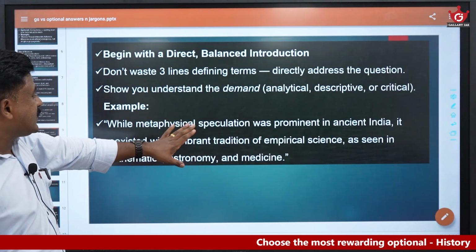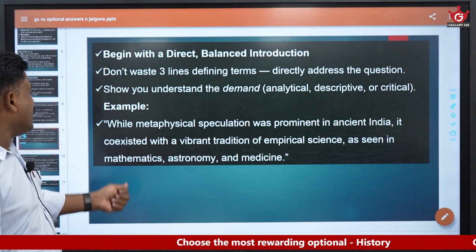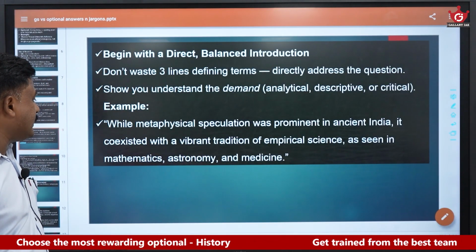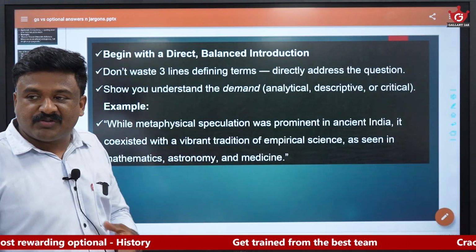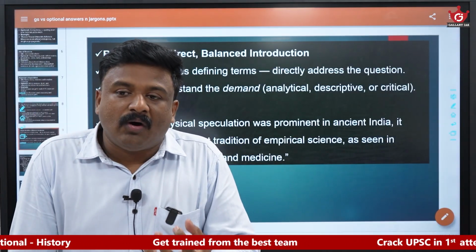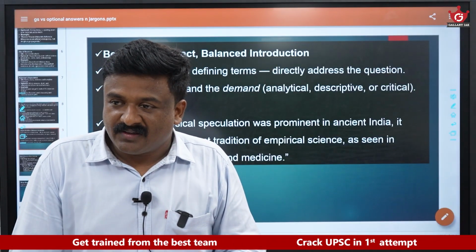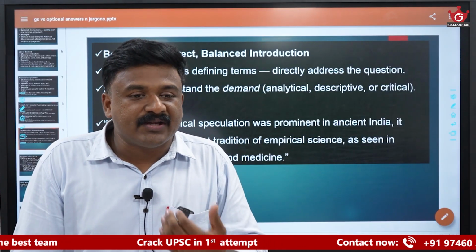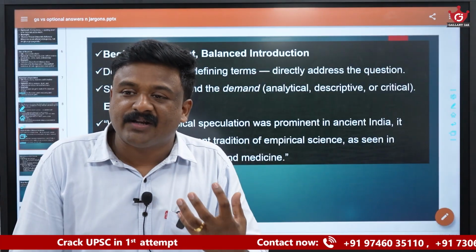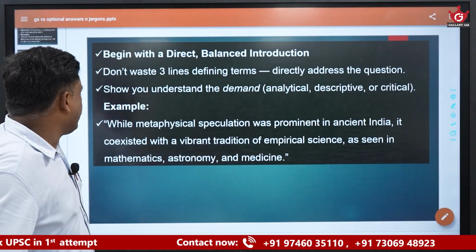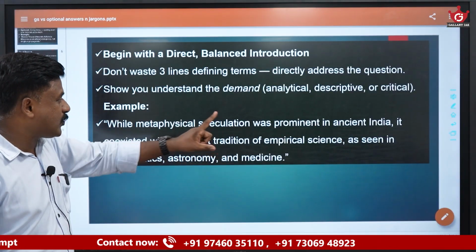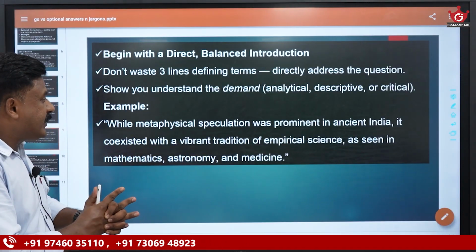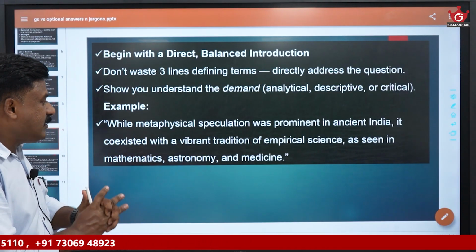Simply, while metaphysical speculation was prominent in ancient India, it coexisted with a vibrant tradition of empirical science as seen in mathematics, astronomy, medicine. So it will give the total crux of what I am going to discuss in the body. If I am giving this kind of an introduction, the examiner will get an idea: yes, I understood the demand of the question. While metaphysical speculation was prominent in ancient India, it coexisted with a vibrant tradition of empirical science as seen in mathematics, astronomy, medicine.